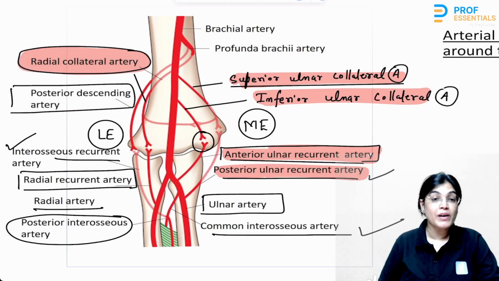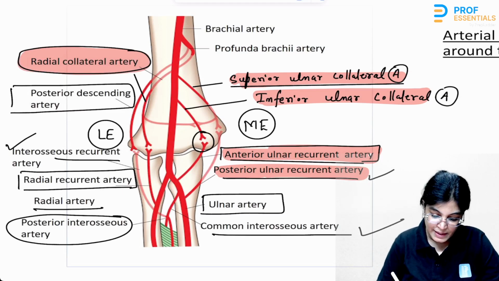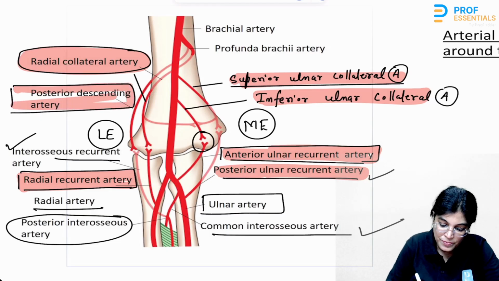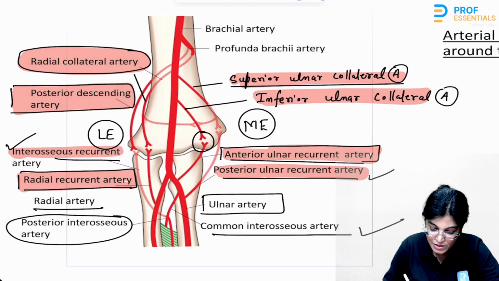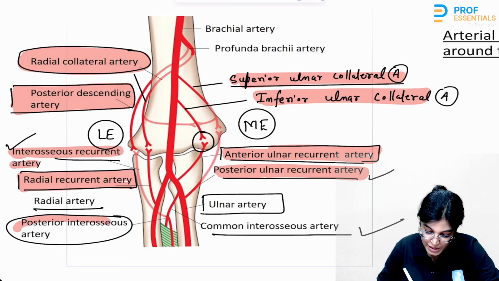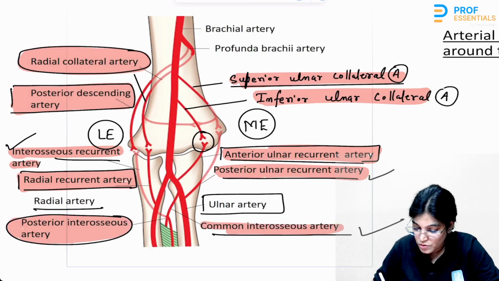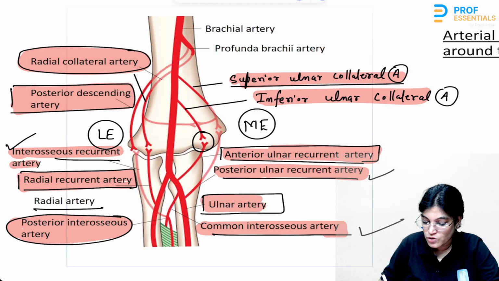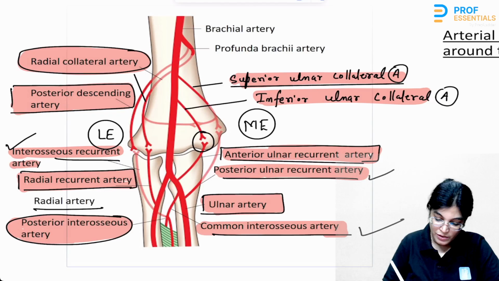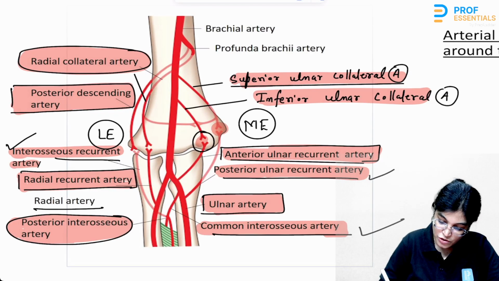In the lateral side, if you see the lateral epicondyle, we can see the radial collateral artery, which is a branch from the profunda brachii artery. This radial collateral artery is anastomosing with the radial recurrent artery. Now the posterior descending artery, a branch from the profunda brachii artery, is anastomosing with the interosseous recurrent artery. My dear students, the interosseous recurrent artery is a branch of the posterior interosseous artery, which is a branch of the common interosseous artery, which is a branch of the ulnar artery. So these are showing the important anastomotic network which is found here.